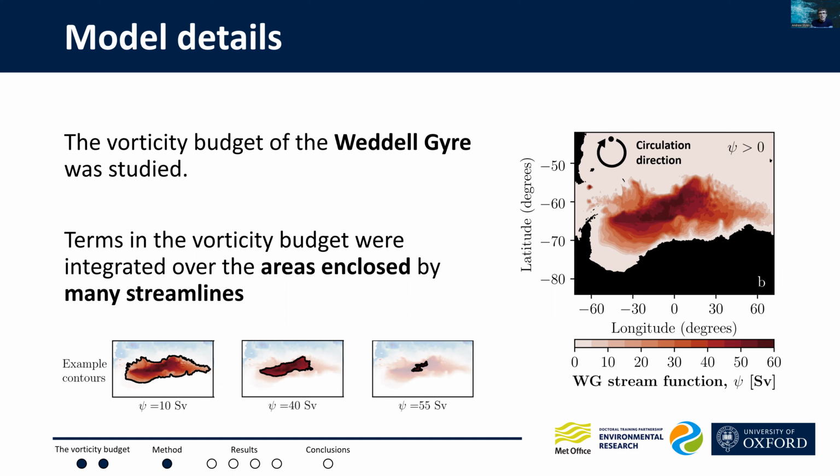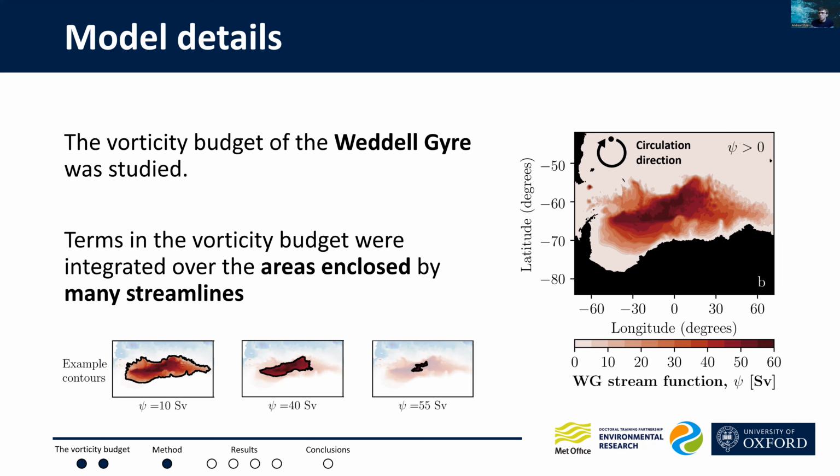And this is from a quarter degree global model. It has realistic forcing, realistic bathymetry. And because of that, when you look at the grid point values of these diagnostics, they're very, very noisy and very difficult to inspect by eye. So what we do is choose an area to integrate over. Now, we chose to integrate over the area enclosed by numerous streamlines of the Weddell Gyre.